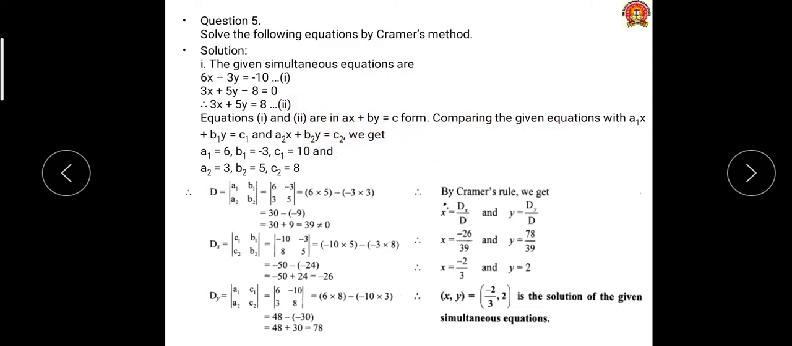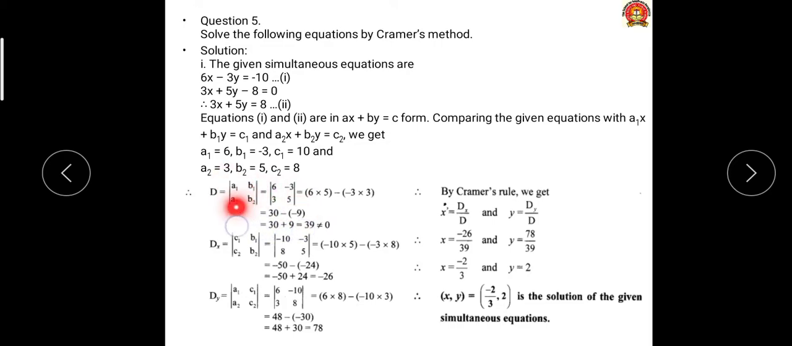So comparing these equations with a1x plus b1y is equal to c1 and a2x plus b2y is equal to c2, what will we get? We will get a1 is 6, b1 is minus 3 and c1 is minus 10. And here a2, b2, c2 are 3, 5 and 8. So after getting the values of a1, b1, c1, a2, b2, c2, the determinant D is equal to a1, a2, b1, b2. So what is a1? 6, a2 is 3, b1 is minus 3 and b2 is 5.